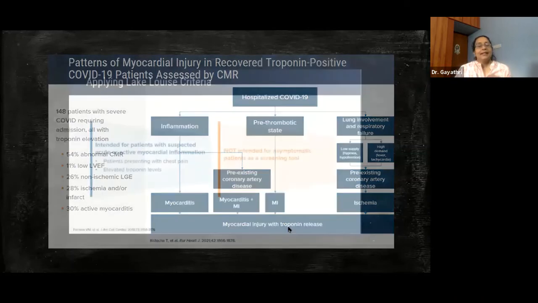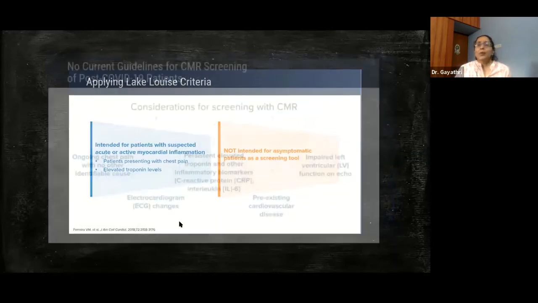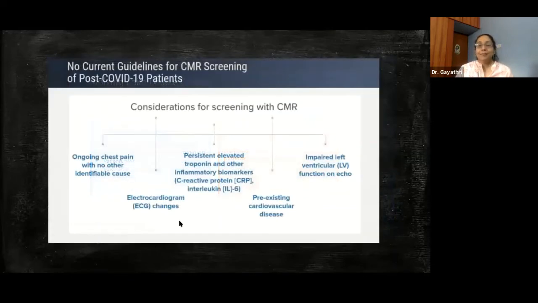So does it mean that we have to ask for cardiac MRI for each and every patient who is coming to our pre-anesthetic clinic? No. So who are the candidates where we will start asking for cardiac MRI?